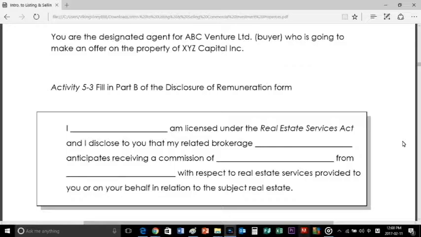Activity 5-3, fill in Part B of the disclosure of remuneration form. I, name, am licensed under the Real Estate Services Act, and I disclose to you that my related brokerage, put in the name, anticipates receiving a commission of, put the money in, from, put the name in, with respect to real estate services provided to you or on your behalf in relation to the subject real estate.